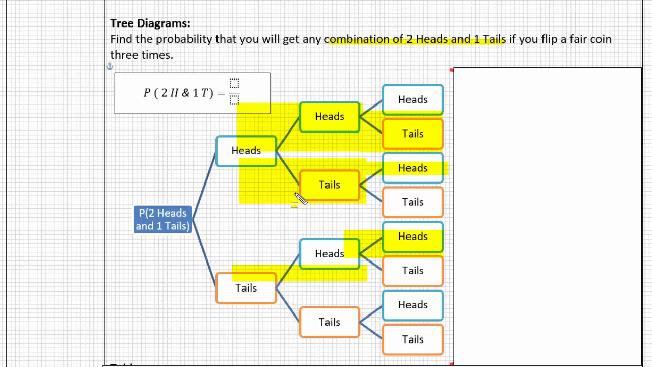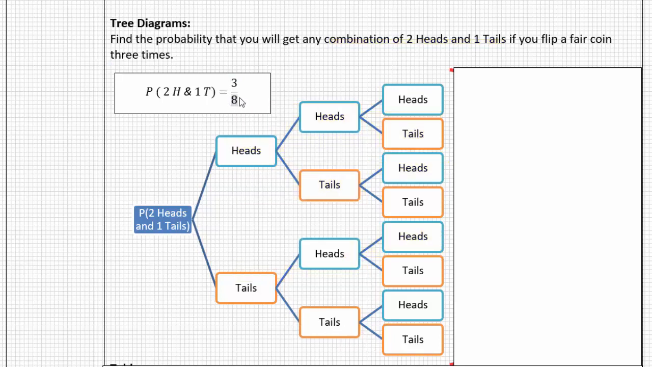So we could start to put our numerator of 3. But how do we figure out what the total possible outcomes are? Well, pause the video and think about that, and then return to see if we both agree.